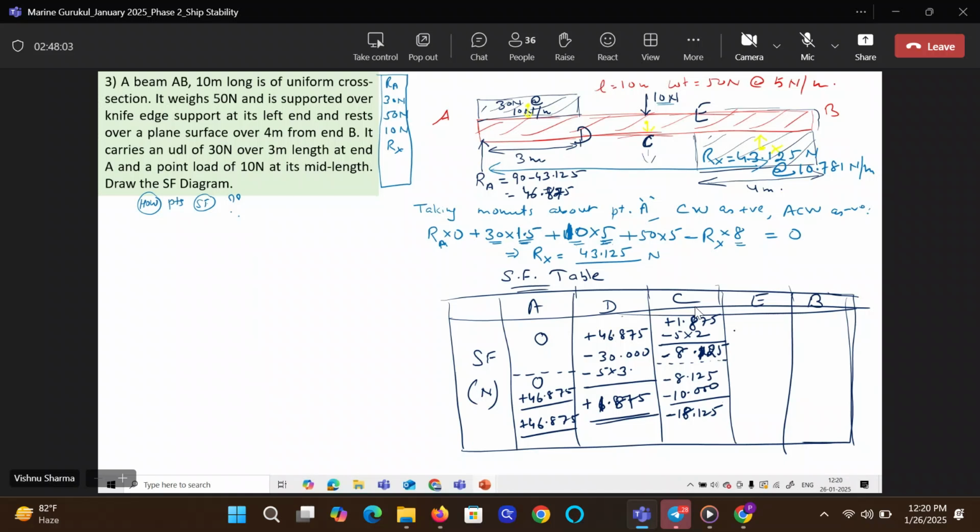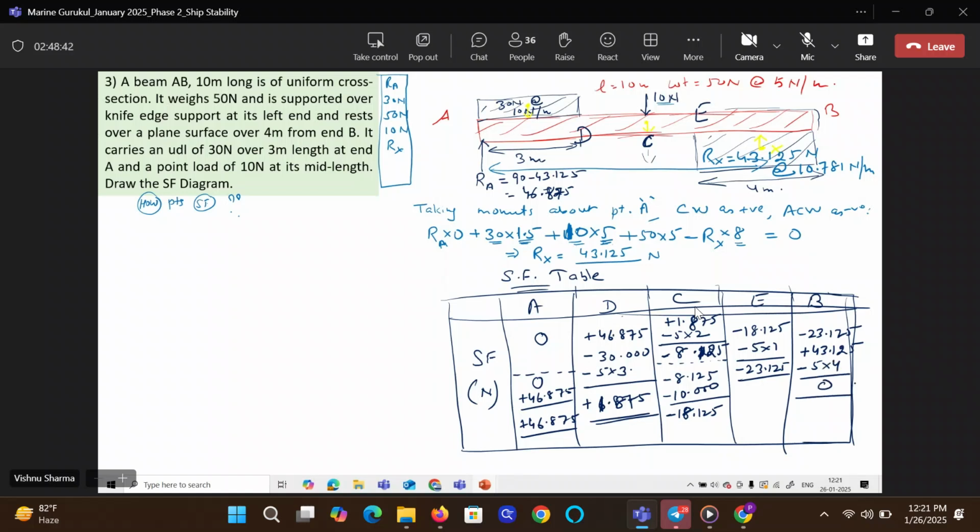We carry forward this minus 18.125 and then we have 1 meter weight of the beam from C to E. Correct, guys? Correct, sir. Minus 5. So minus 23.125. We carry forward minus 23.125. What are the changes taking place from E to B, guys? One is the total reaction acting upwards, correct? That will be plus 43.125, minus 20, minus 5 into 4, minus 20, making it 0.